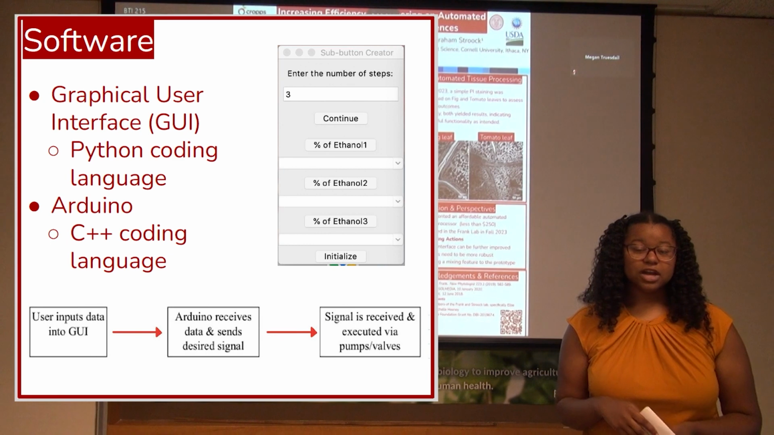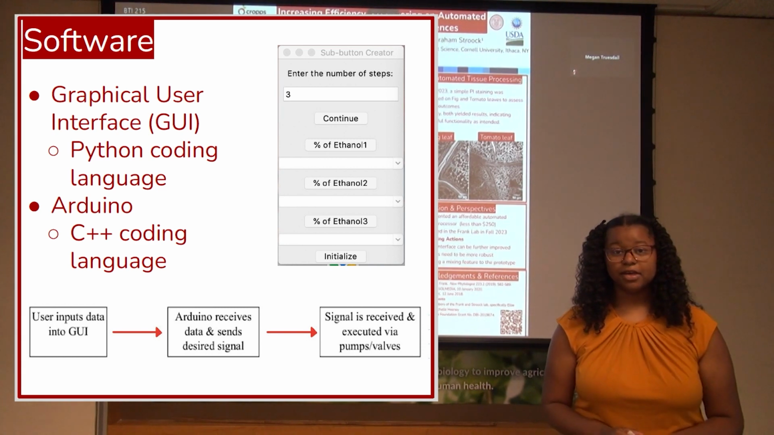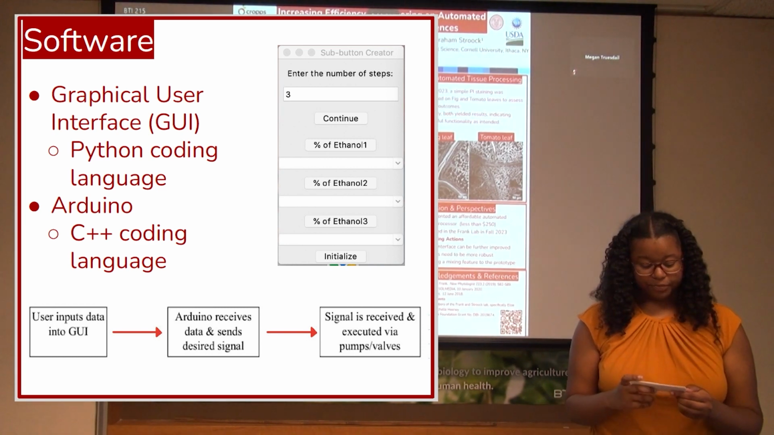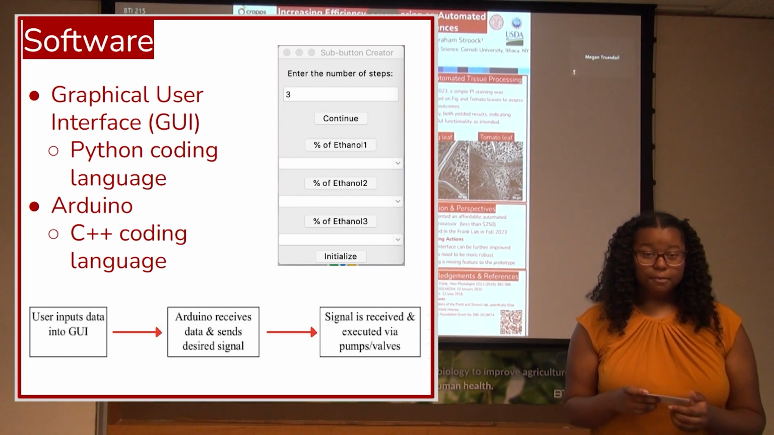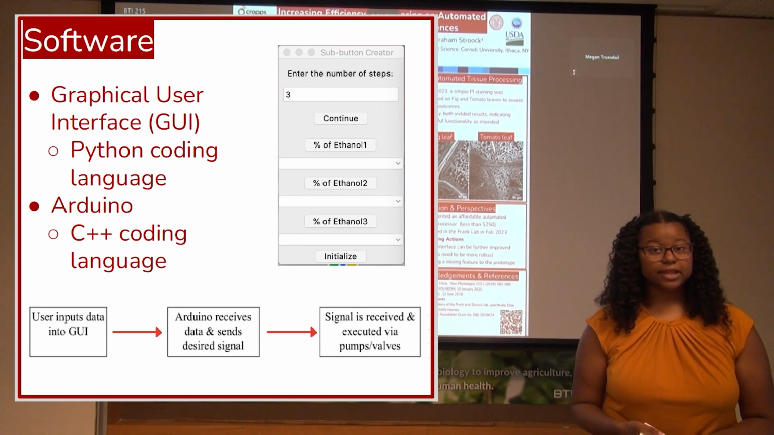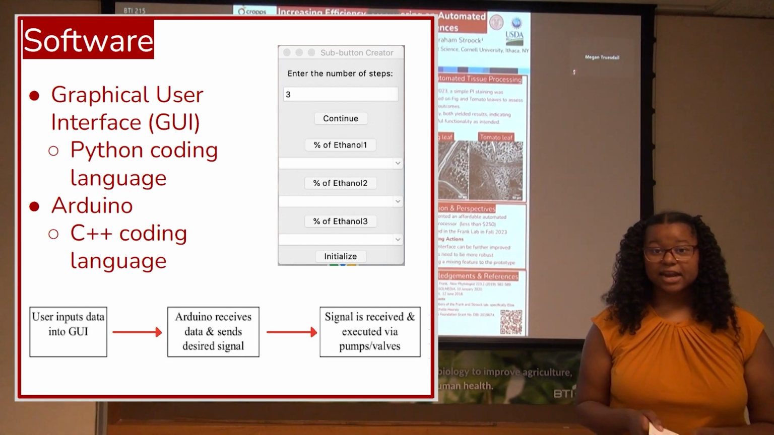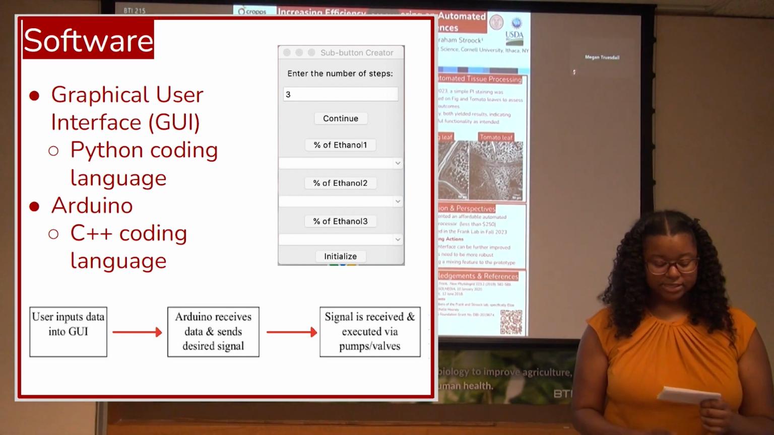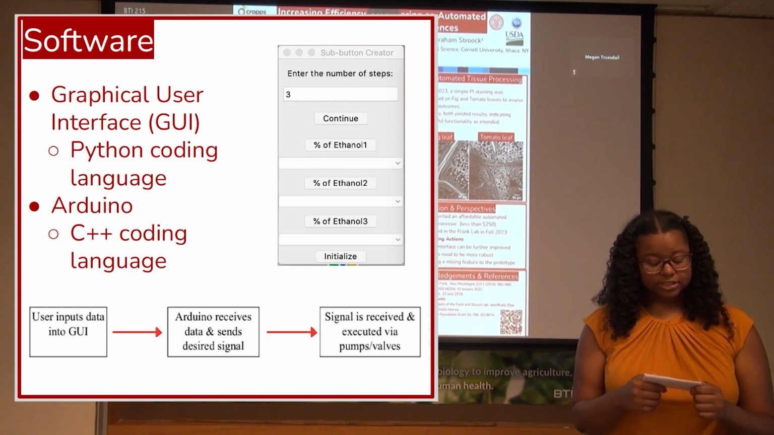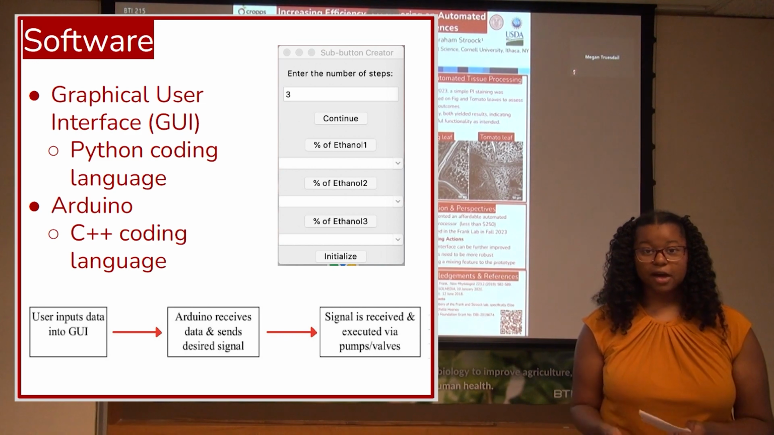We implemented this graphical user interface to make it more user-friendly, so that scientists don't have to interact with code every single time they want to conduct a PI staining. Additionally, our Python code communicates to our Arduino code. Arduino utilizes a language called C++. The user implements data into our graphical user interface, and then the Arduino receives this data and sends the desired signal to the pump or valve you want to control.